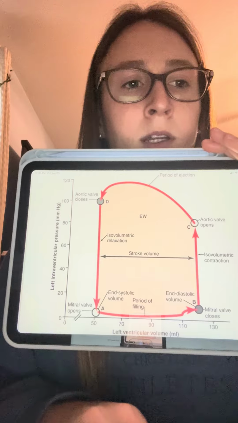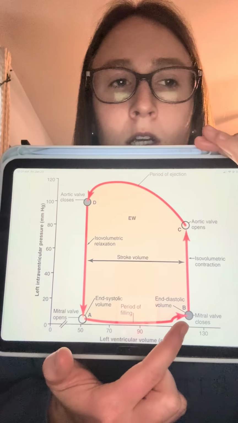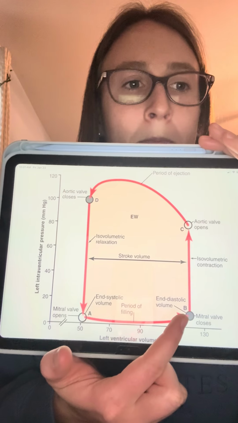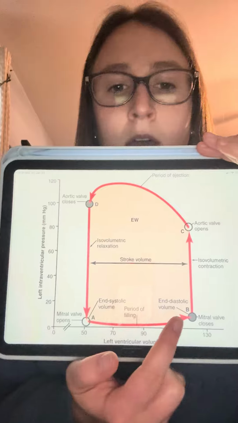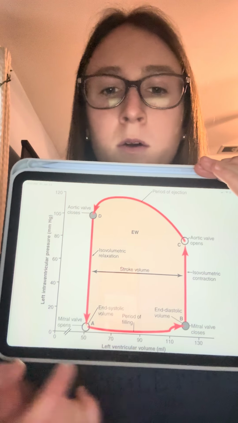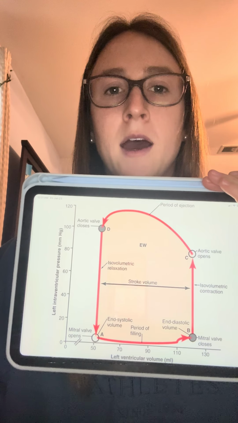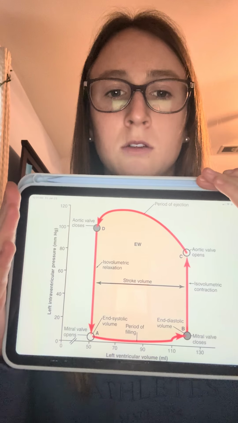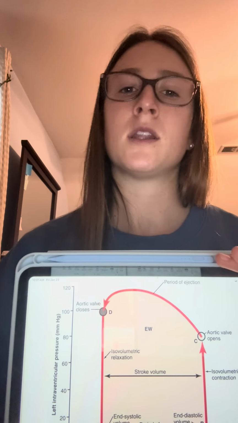So what is happening here is, like we said, volume, as you can see, is increasing, and then the pressure only rises a little bit. And this B point, that would be our end diastolic volume. So after the ventricle fills, that's the volume that we have after relaxation, so end diastolic volume. So at the end of this phase, the mitral valve will close, and we have our preload, which is end diastolic volume.